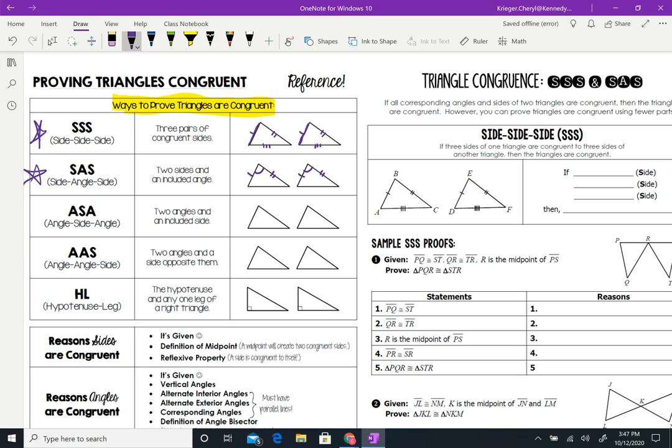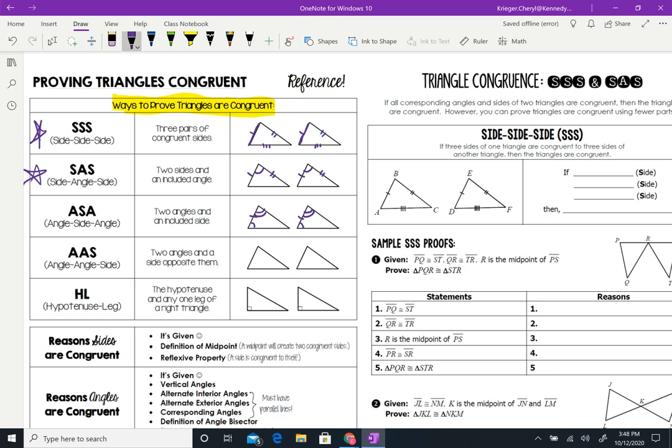So we'll be learning together angle, side, angle. So that's two angles and an included side. So if they give a, let's say, 40-degree angle is equivalent to another 40-degree angle, a 3-unit side is equivalent to another 3-unit side, and a 60-degree angle congruent to another 60-degree angle, that forces the triangles to be congruent.